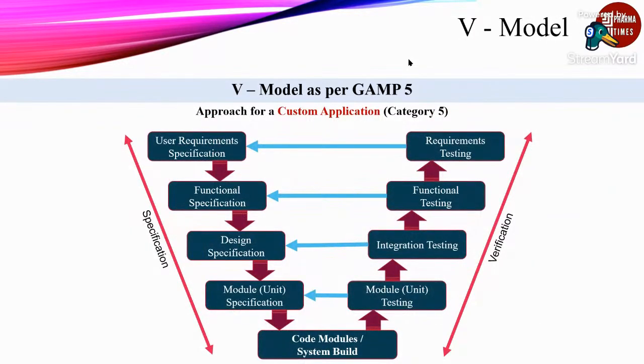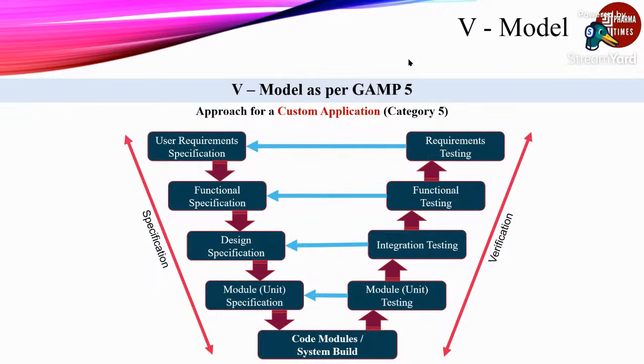In GAMP category 5, as per GAMP 5, it's a custom application, which we already discussed is an IT application developed by internal IT or external IT. So category 5 is a custom application. The URS is given by the system owner. Then functional specification, design specification, and module specification.